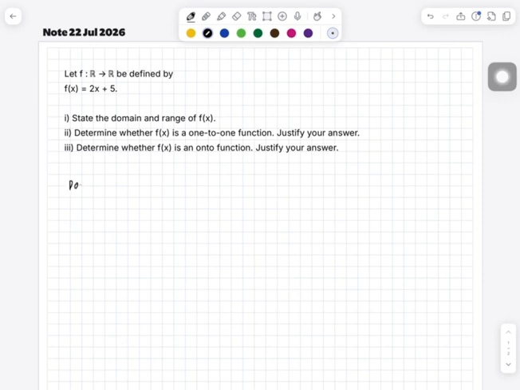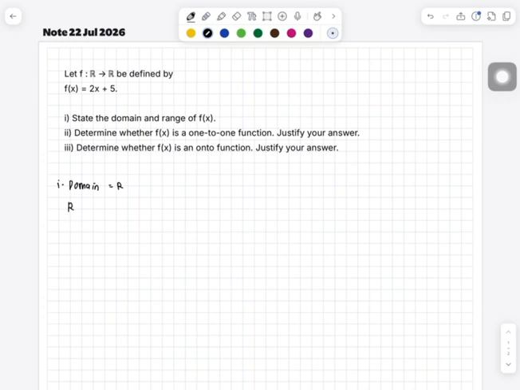First, let's determine the domain. The domain is the set of all possible input values. Since the function is defined from the set of real numbers to the set of real numbers, x can be any real number. Therefore, the domain is the set of real numbers.